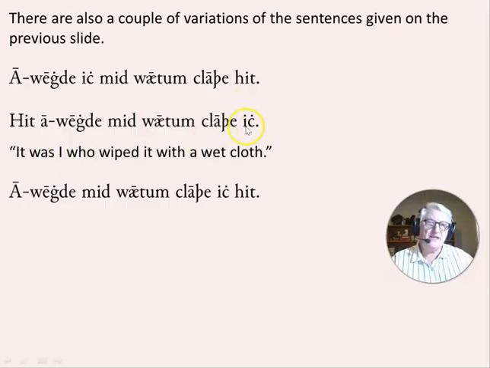It was I. See the ich on the end there. Who wiped it with a wet cloth. You can imagine I'm just saying this to you now. Hit ā-wēġde mit wētum clāþe ich. It was wiped with a wet cloth by me. It was I who wiped it with a wet cloth. Another variation: ā-wēġde mit wētum clāþe ich hit. Here the verb comes in first. Again, another declarative sentence: ā-wēġde mit wētum clāþe ich hit. Wiped with a wet cloth, I it. So you could do that sort of thing as well.